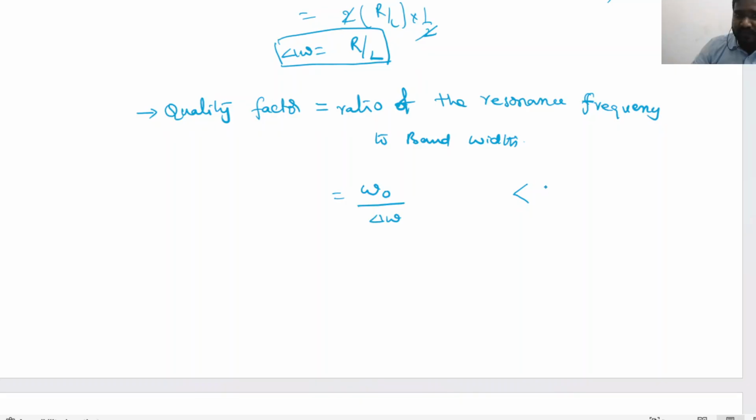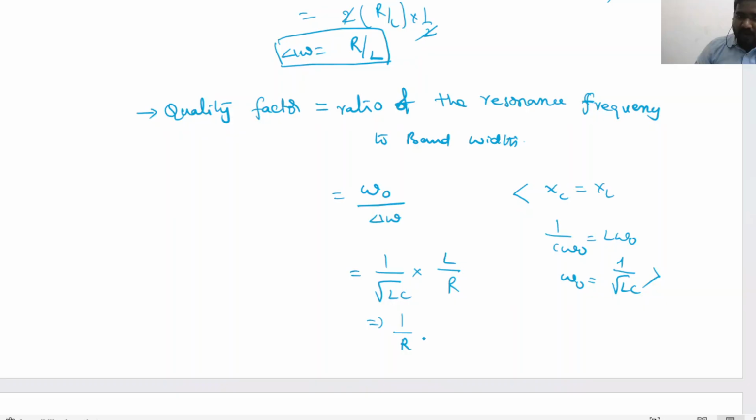At resonance frequency, XC must equal XL. Therefore 1 upon C omega naught must equal L omega naught. From this equation, omega naught is 1 upon under root LC, and bandwidth is nothing but R upon L. Therefore 1 upon under root LC into L divided by R, which gives L divided by R for 1 upon bandwidth. So you get the formula 1 upon R times under root L divided by C. That is the quality factor, you can take it as Q factor. Okay, so copy this formula.